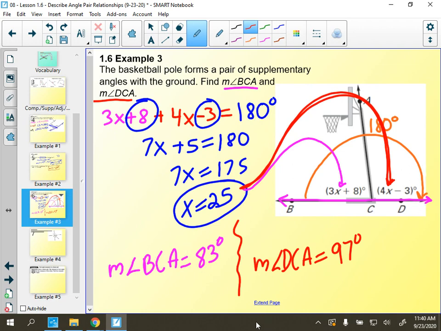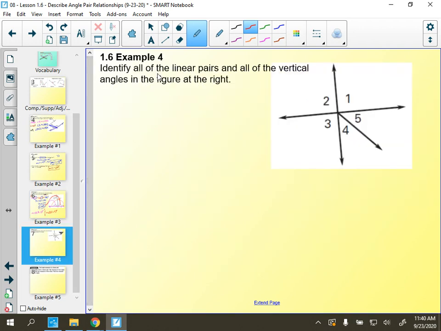All right. A couple more. You can kind of just see it. The lesson is, once we learn the vocab, let's apply it, maybe in the directions, find a pair of supplementary angles with the ground. Here's a good look at one where it's asking us to actually just go through, hey, did you learn that vocab? Identify all of the linear pairs and vertical angles in the figure at right.